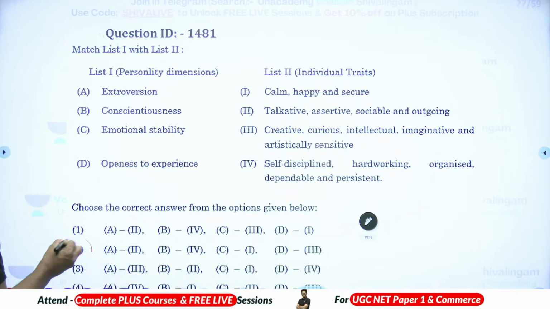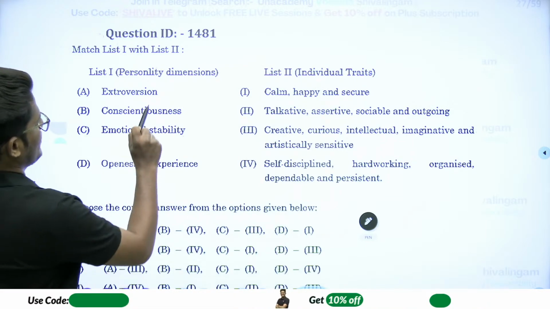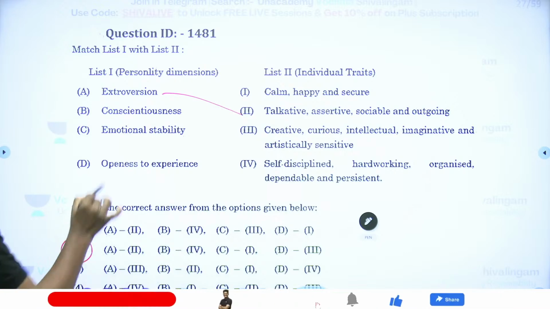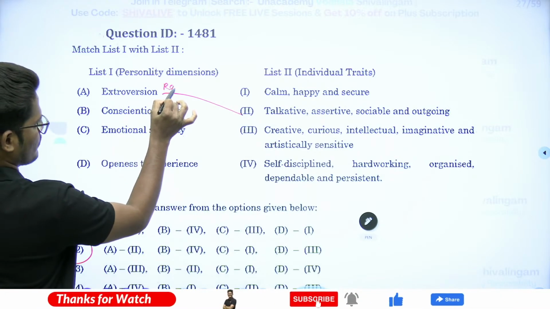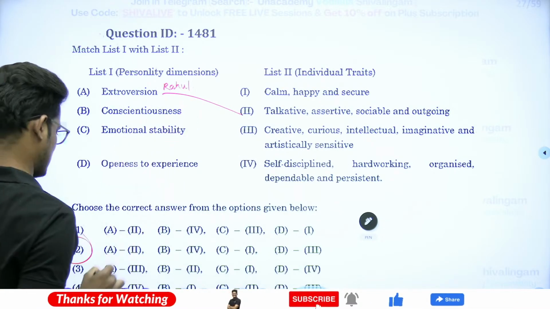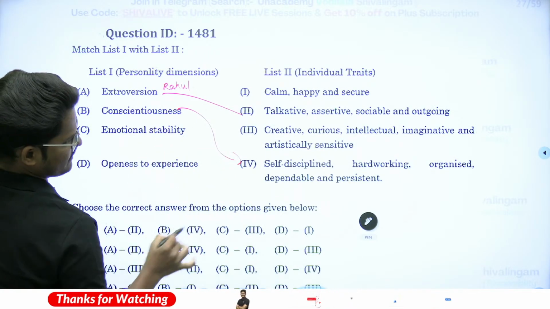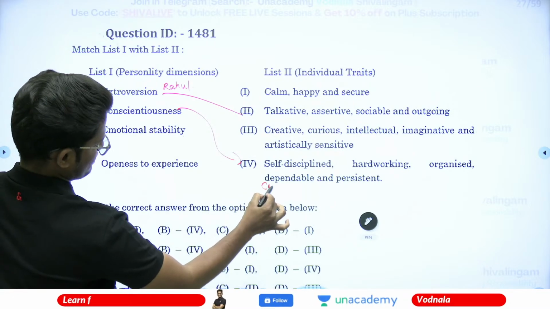Option B is the given answer. A to B4. Extraversion: talkative, assertive and sociable. This extraversion is in Rahul. Right? And B4, conscientiousness: self-discipline, hardworking, like me.